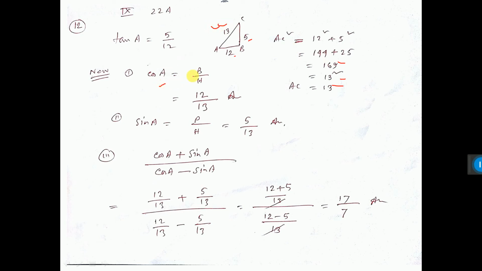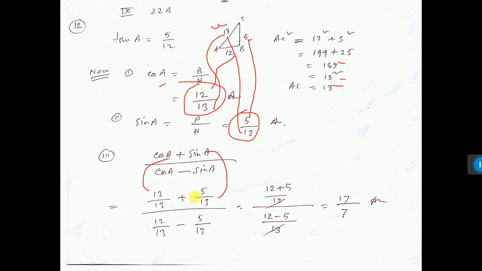Now cos A, base by hypotenuse, so base is 12 and hypotenuse is 13. Sin A, perpendicular by hypotenuse, so perpendicular is 5, hypotenuse is 13. Now cos A plus sin A, already you have got cos A, you have got sin A. Now put the values of cos A and sin A, then do LCM and simplify, get the answer.